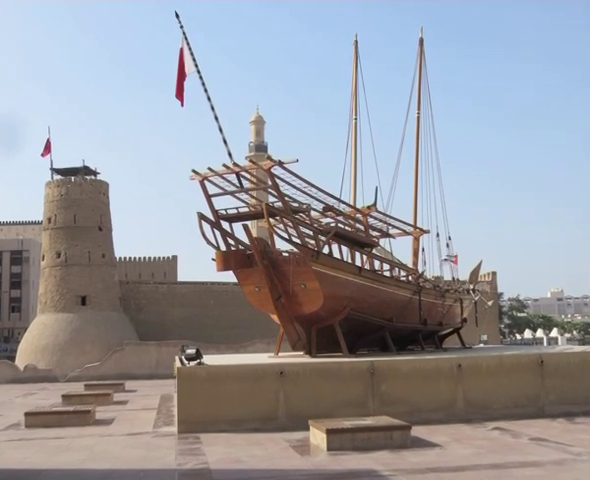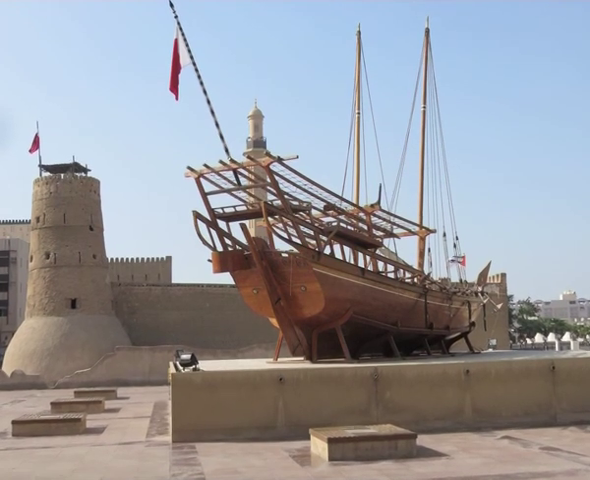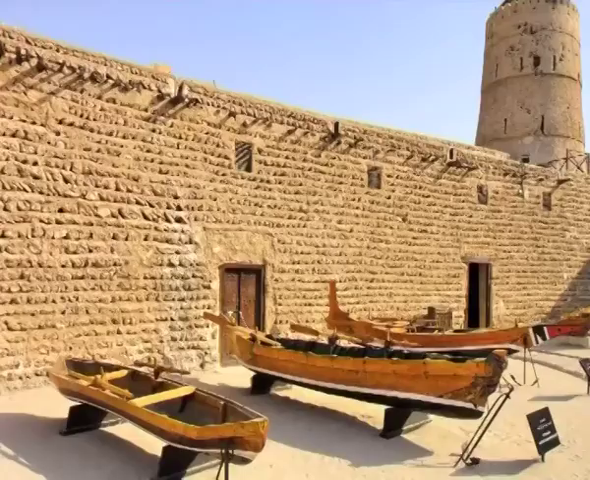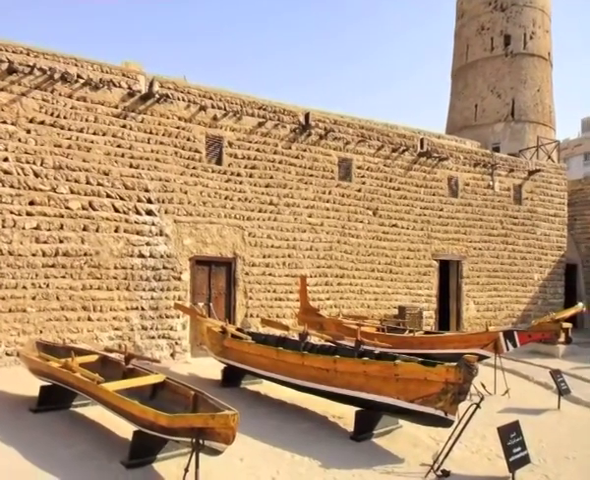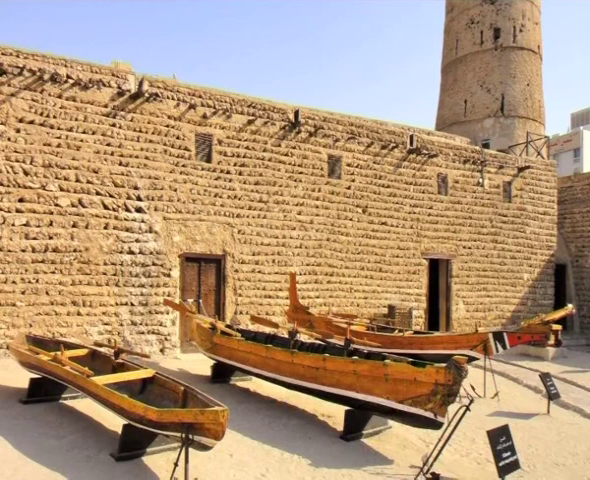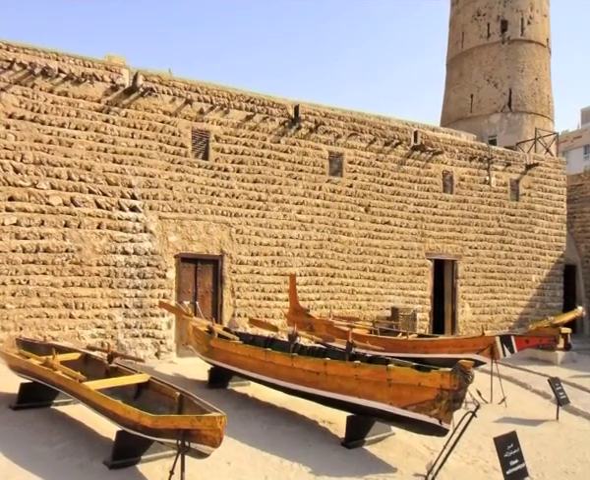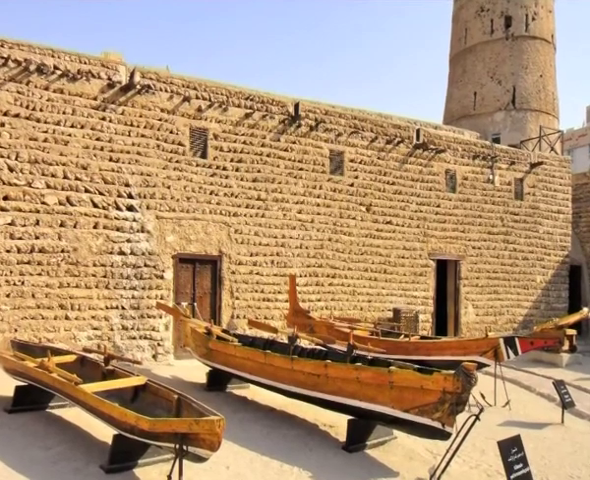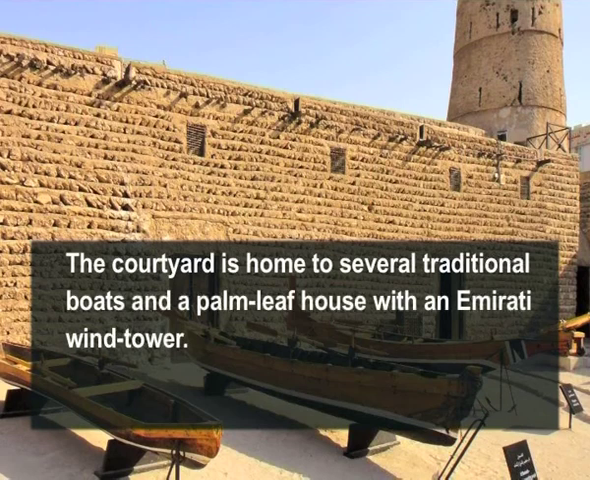Dubai's museum is housed in Al Fahidi Fort, built in 1787 to defend Dubai Creek. The fort's walls are built out of traditional coral blocks and held together with lime. The upper floor is supported by wooden poles known as handles, and the ceiling is constructed from palm fronds, mud and plaster. The courtyard is home to several traditional boats and a palm leaf house with an Emirati wind tower.